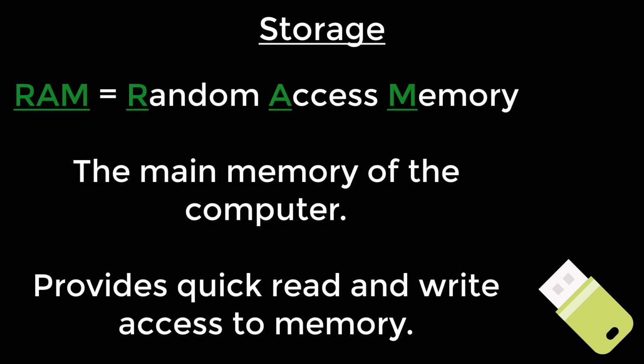Another form of primary storage is the RAM, or random access memory. There are many types of RAM depending on the chipset that you buy. RAM is also referred to as the main memory of the computer. The RAM provides quick read and write access to memory. If the computer needs to quickly fetch something from memory, it uses RAM. If the computer needs to quickly save something to memory, it uses the RAM.